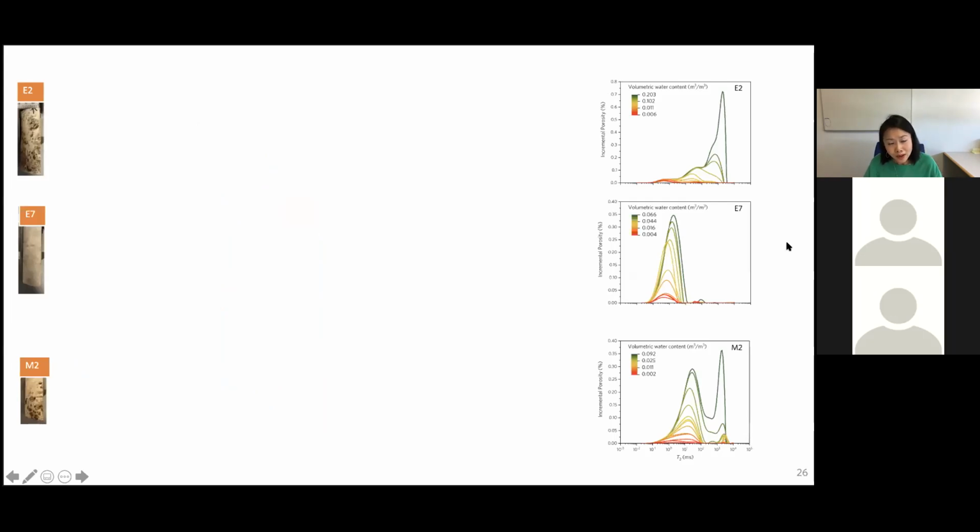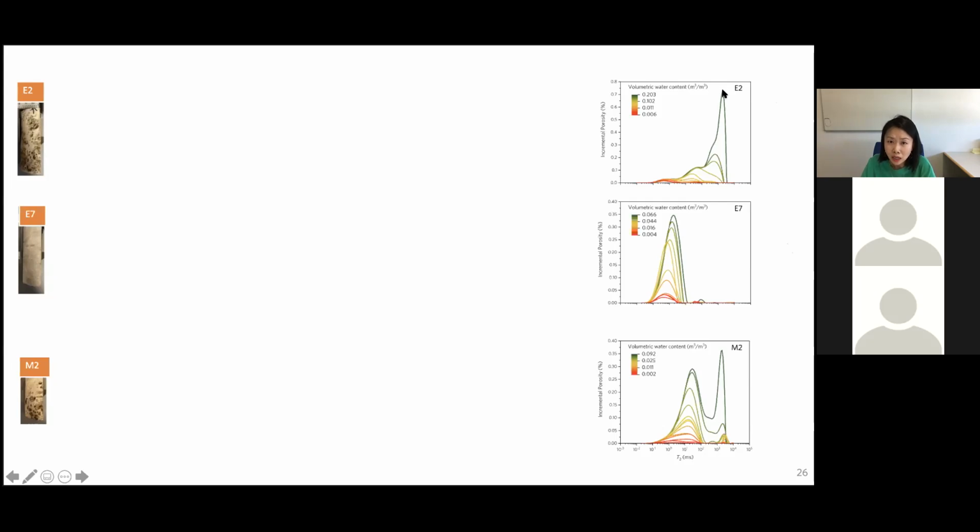So we did a drying experiment. We first saturate all the samples, and then we put them into a climate control chamber and let them dry. During this drying process, we take the NMR measurements periodically. And on the right, you can see the volumetric water content change during the entire drying process.